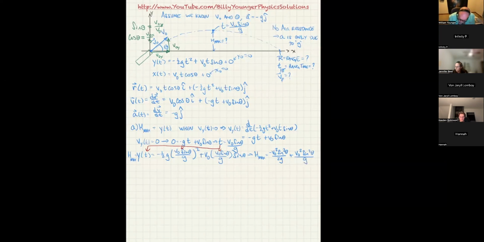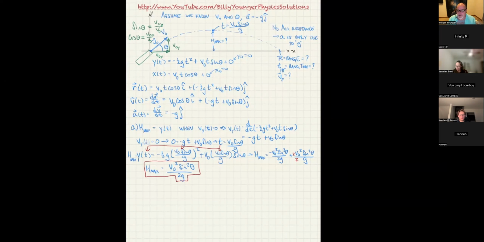So what I'm going to do is get a common denominator by multiplying by 2 over 2. And that gives me that h max is equal to, now you can see it's 2v0 squared sine squared theta minus v0 squared sine squared theta. So that just gives me v0 squared sine squared theta over 2g. And that's the answer for h max. So again, this is not an equation I would normally allow students to have on their equation sheet, but if you memorize it, it can come in handy.